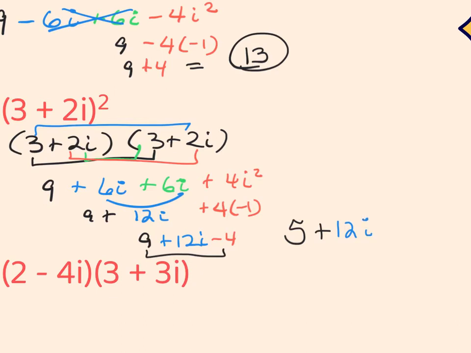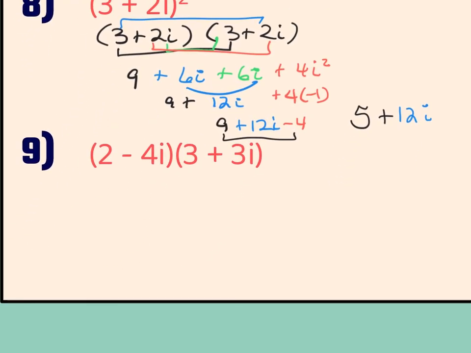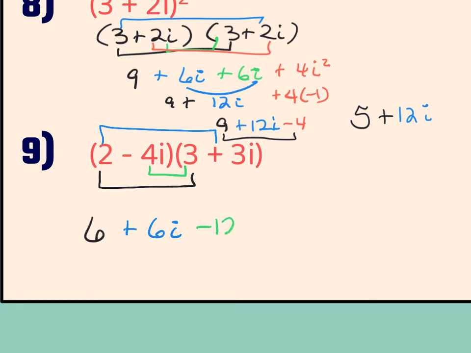All right, last one on the page. Again, all we're doing is FOILing. So first, 2 times 3 is 6. Outside gives me 6i. Inside gives me negative 12i. And then finally, last gives me negative 12i squared.